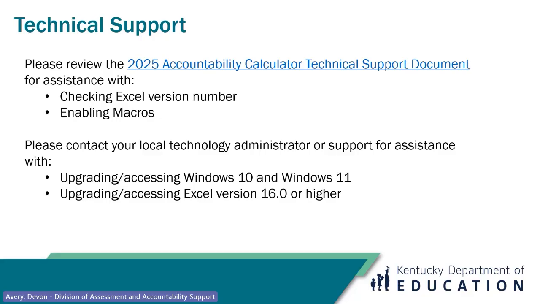Please review the 2025 Accountability Calculator technical support documents for assistance with checking the Excel version number and enabling macros. Please contact your local technology administrator or support for assistance with upgrading or accessing Windows 10 and Windows 11, and upgrading or accessing Excel version 16.0 or higher.